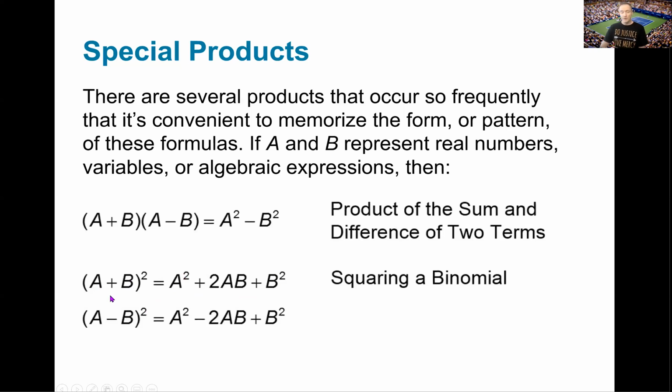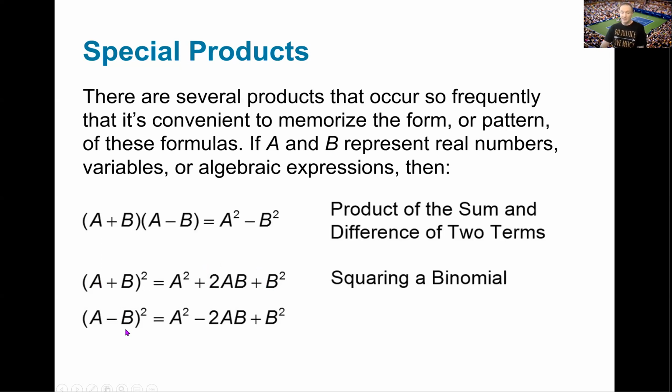So it's a lot more efficient if you'll just remember, anytime I have a binomial that's being squared, then it's just going to be the square of the first term plus 2 times the first term times the second term plus the second term squared.